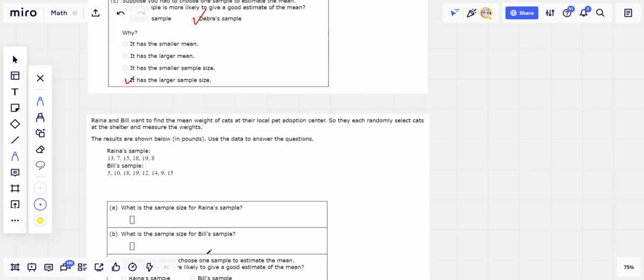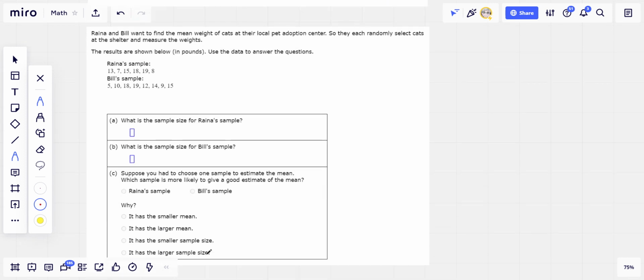All right, let's do one more for practice. So this says Raina and Bill want to find the mean weight of cats at their local pet adoption center. So they each randomly select cats at the shelter and measure their weights. Results are shown below. So there's Raina's sample, here's Bill's sample. So let's count these. 1, 2, 3, 4, 5, 6 there. So the sample size for Raina's is 6. And Bill has 1, 2, 3, 4, 5, 6, 7, 8.